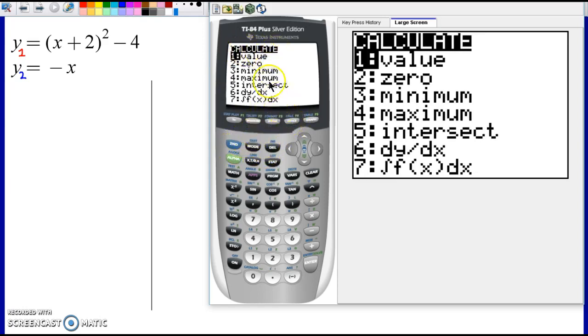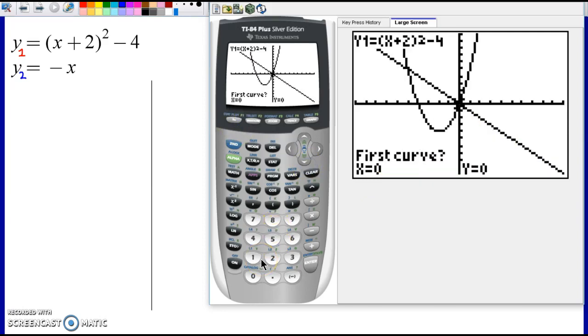So second, calculate. There's an intersection button. Do you see that? Number 5. I can either scroll down and hit enter, or I can just hit the number 5 and it'll work. Now it asks you for the first curve. A curve is one of the graphs, and so you can cycle between the graphs by using the up and down button. You see on the top left of the screen, I'm changing from Y1 to Y2. I'm going to let Y1 be the first curve. I'm going to hit enter. I'm going to have Y2 be the second curve. I'll hit enter. It says to guess.